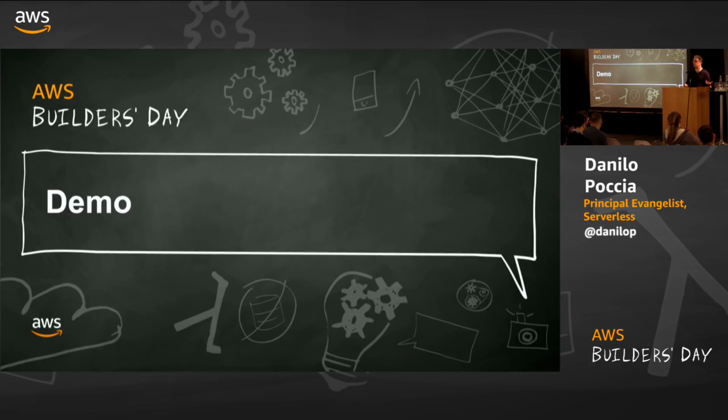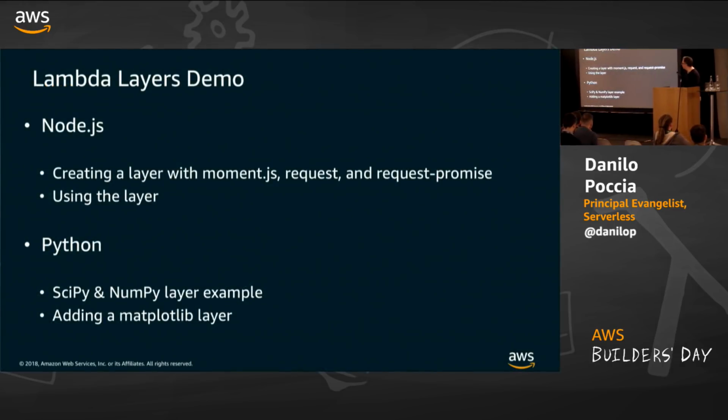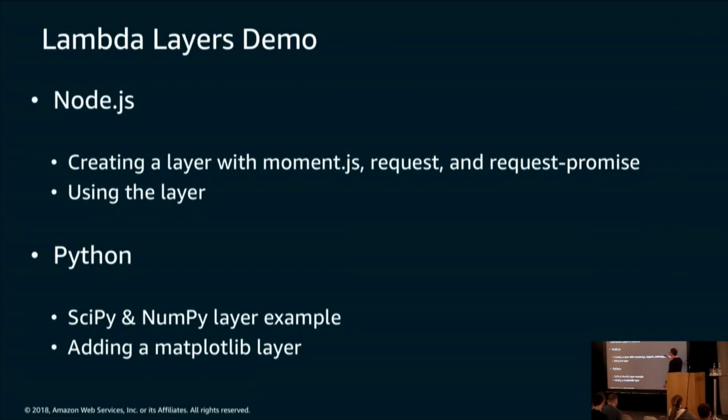So let's see how this works with a demo. The idea of the demo is first to work with layers, and let's see how we can use layers with Node.js. I want to create a function that is using a few very common Node.js modules: moment, request, and request-promise.